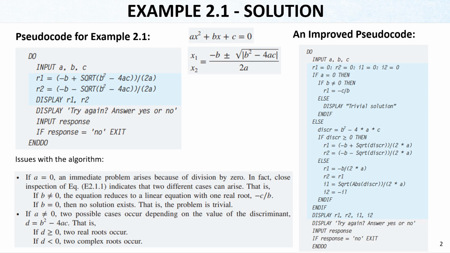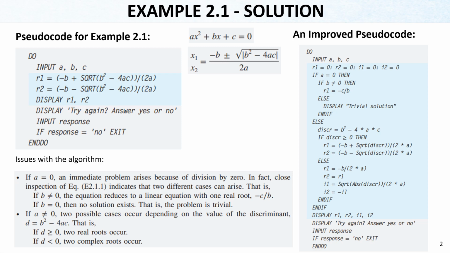If this is greater than 0, then R1 and R2 can simply be calculated by this equation, because there are two real roots. But if it is smaller than 0, then complex roots exist. Then we need to identify this. Else, which means this discriminant value is smaller than 0, then R1 is minus b divided by 2 times a, and R2 is R1. Also there is I1 and I2.